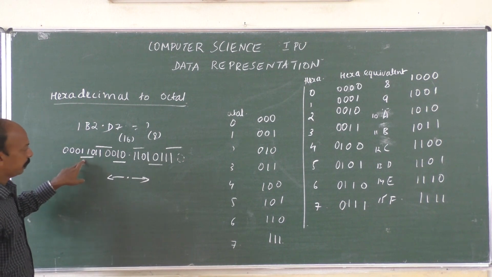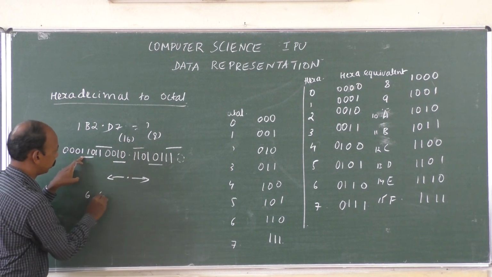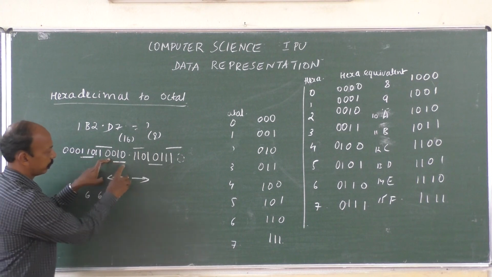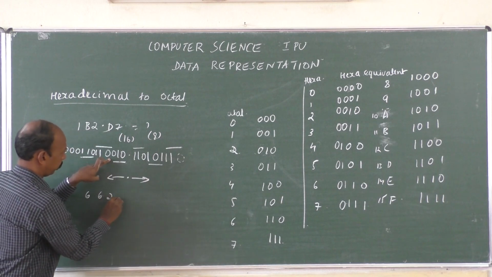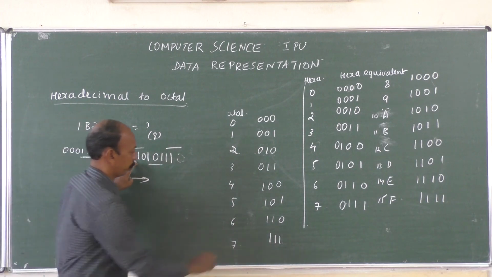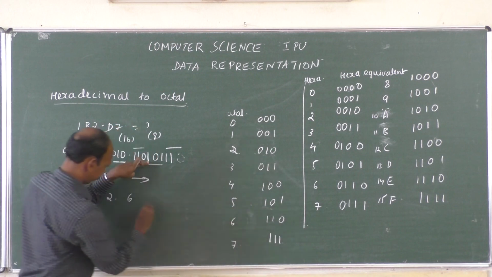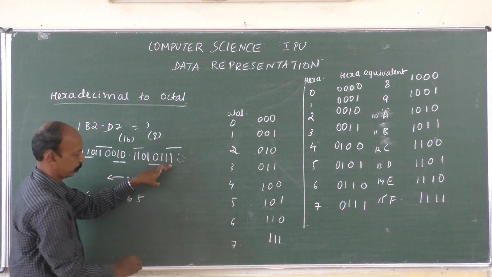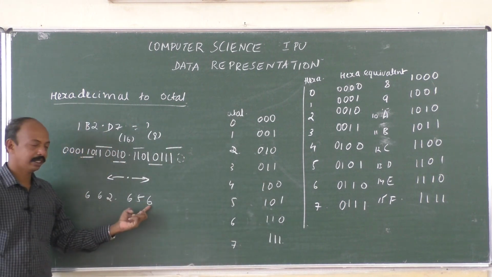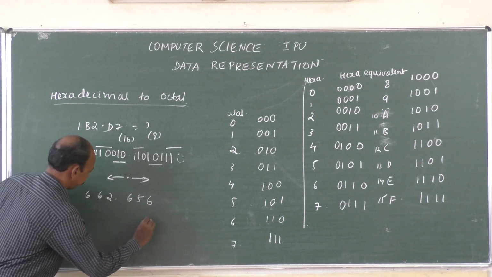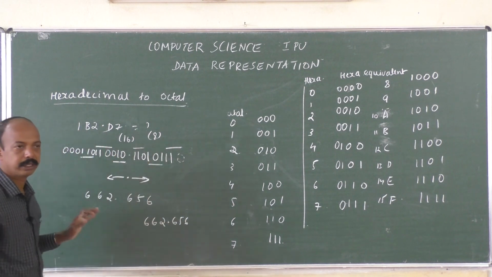Groups of 3: 110 is 6, again 110 is 6, 010 is 2. Then 110 is 6, again 110 is 6, 101 is 5, 110 is 6. So 1, 2, 3, 4 sixes are there. So what we can write, 662.656, just cross verify it once.